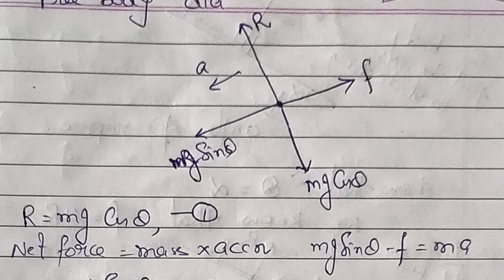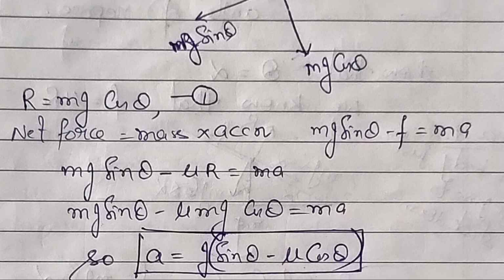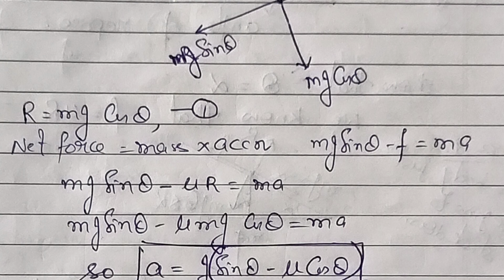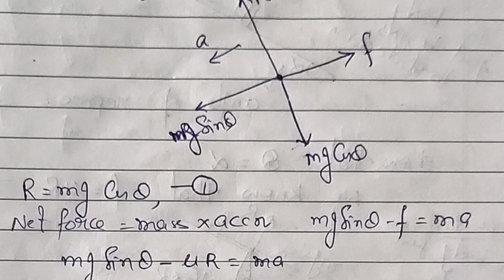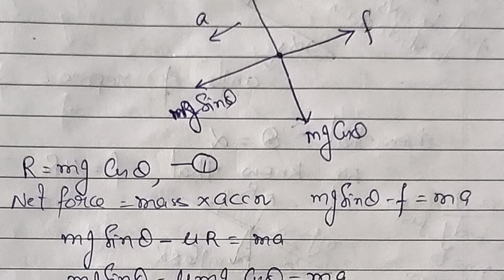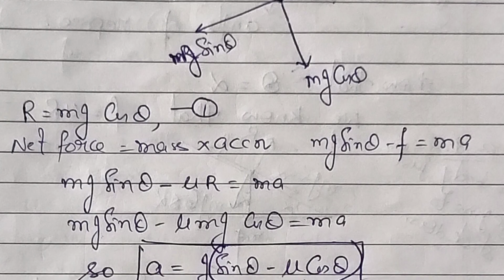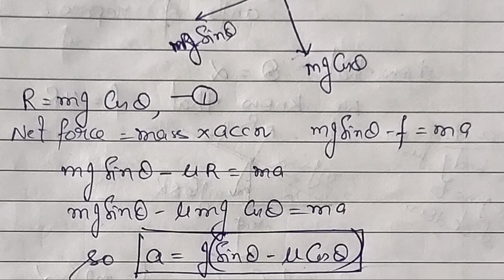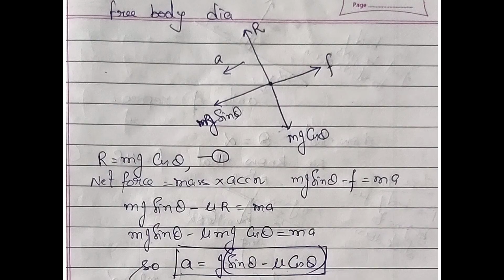So from here it is clear that normal reaction is balancing the component of the weight, that is R is equal to mg cos theta. But here I have applied net force is equal to mass into acceleration. So mg sin theta is positive and F is negative. So mg sin theta minus F is equal to ma, and F is mu R. And what is R? Mg cos theta. Put the value of R here, and then you will get the value of acceleration, that is g sin theta minus mu g cos theta. This is the acceleration down the inclined plane for a body.